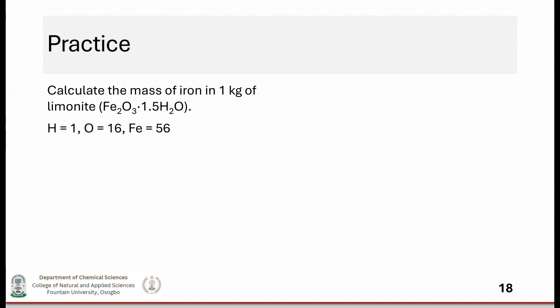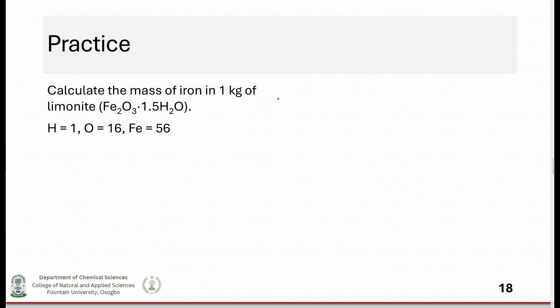So let's try one more calculation regarding that. We are asked to calculate the mass of iron in 1 gram of limonite. And limonite is what we see over there, Fe2O3, that is iron(III) oxide, 1.5 hydrate. That should be okay for us.